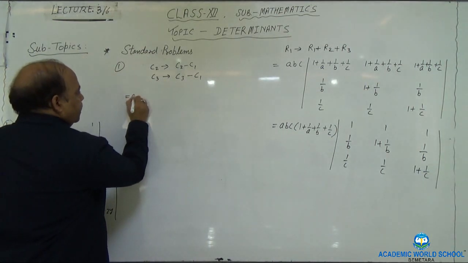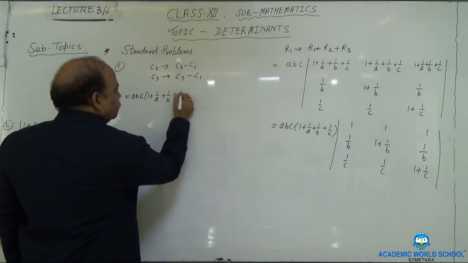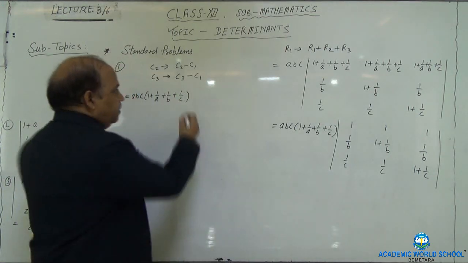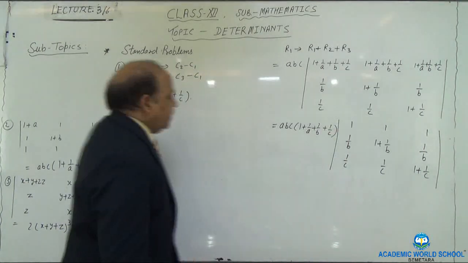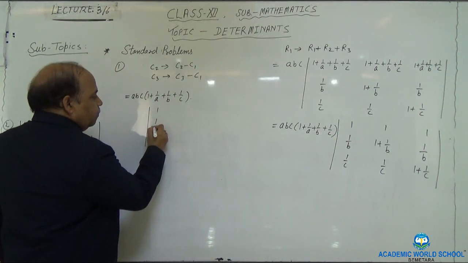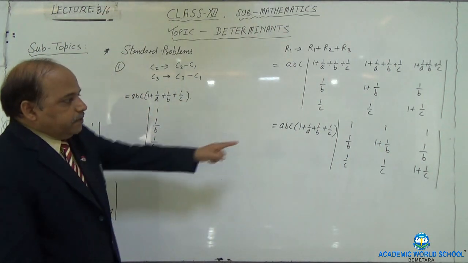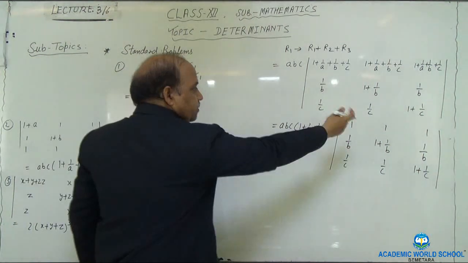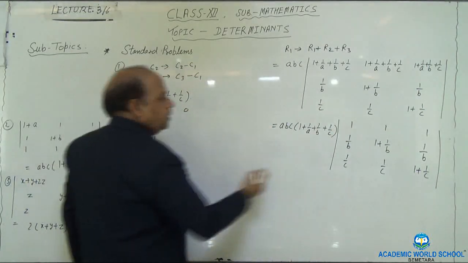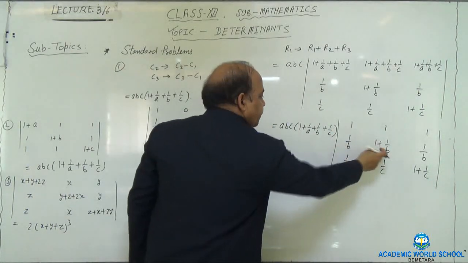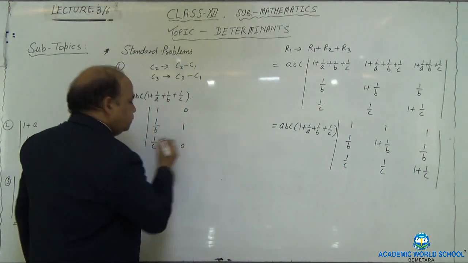It will become A, B, C, 1 plus 1 upon A plus 1 upon B plus 1 upon C, and then we can write over here what is left. There is no change in C1, so you are left with 1 upon B, 1 upon C, 1 upon B, 1 upon C. Then in C2 you are subtracting from C1, so 1 minus 1 becomes 0. This minus this, 1 upon B will get cancelled, so you are left with 1. This minus this will give you 0.